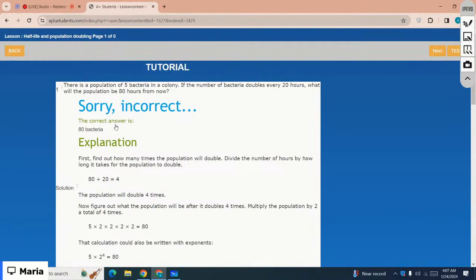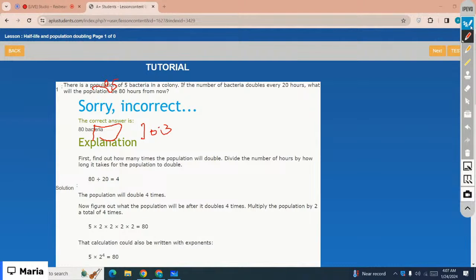First thing you have to do, you have to see how many times the population is doubled from 20 to 80. 80 divided by 20 is 4. That means 4 times the population will be doubled, right? So there is a population of 5 bacteria. Now figure out what the population will be after it doubles 4 times.